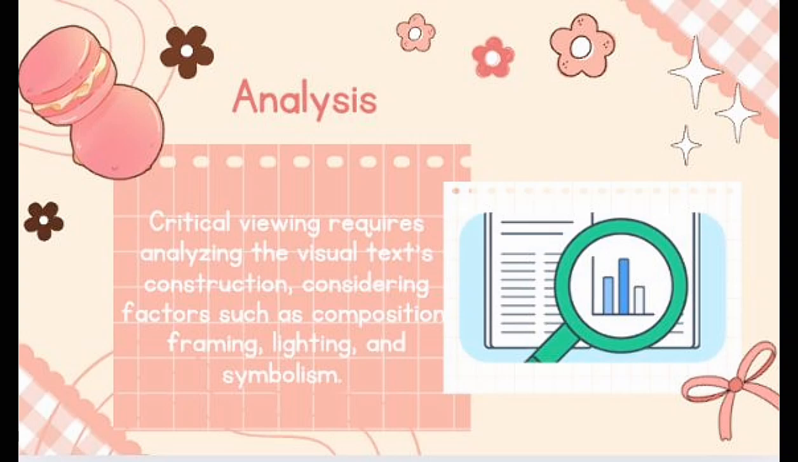So, analysis is about looking deeper into an image to figure out what the artist or creator wants us to see and think. So, again, our example is the apple. Analysis is like taking the picture of the apple and breaking it down. We'll look at the composition, framing, lighting, and symbolism. In composition, how are the things in the picture arranged? Does it draw our eyes to a specific part?